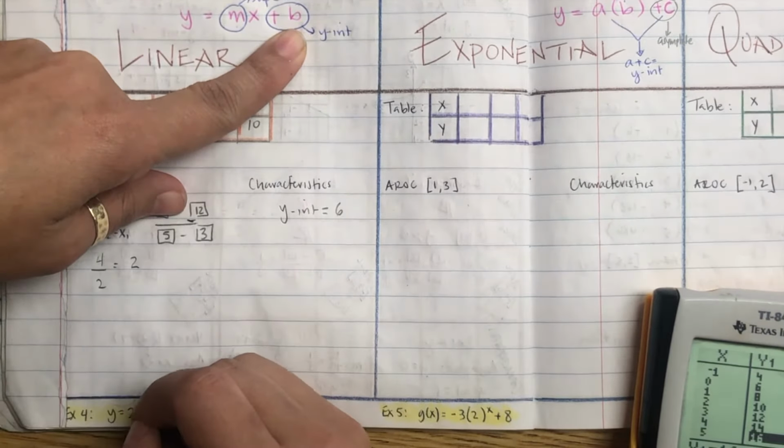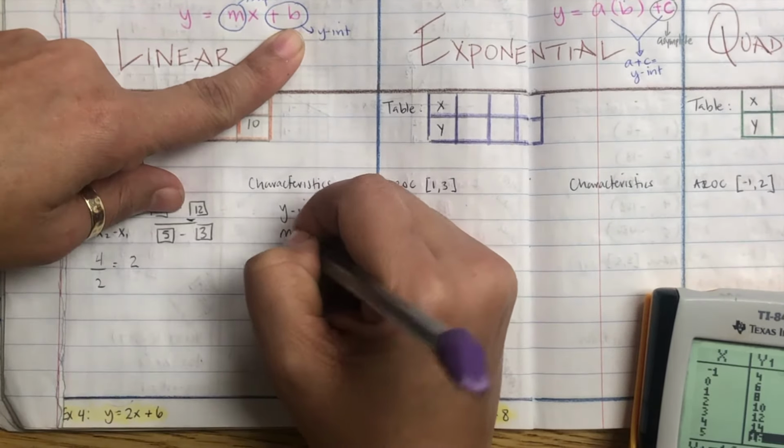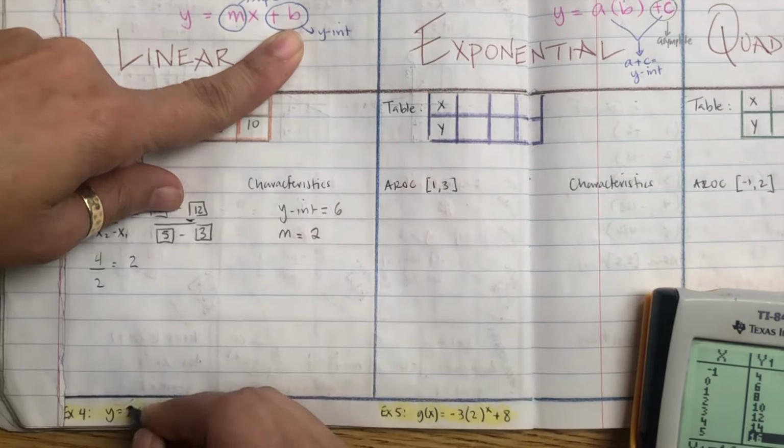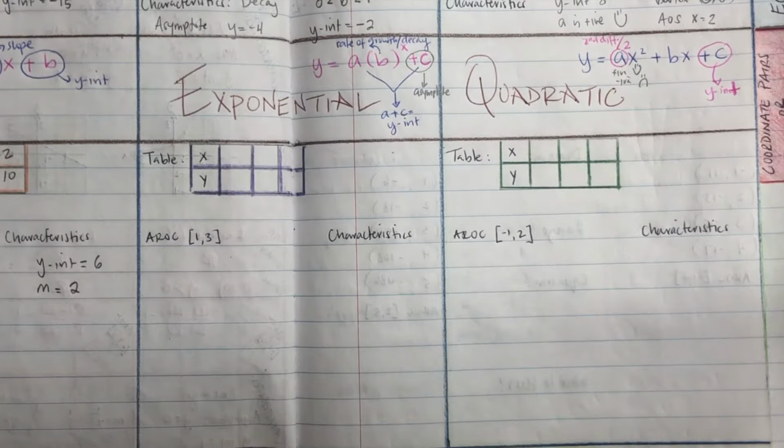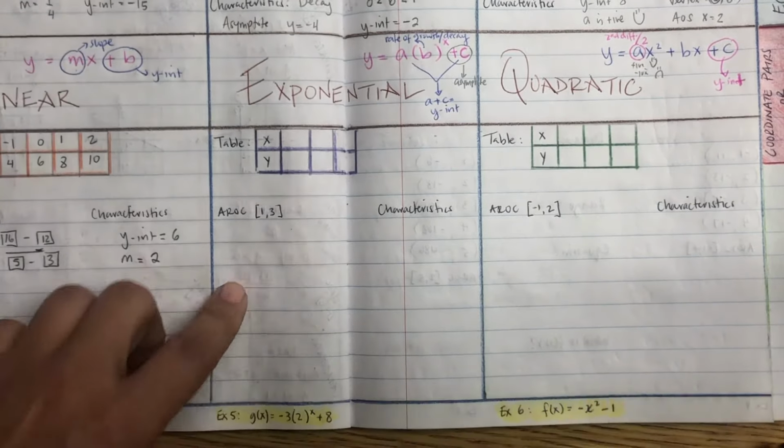And I can always grab the slope, which is right by the x. So slope, which is m, is equal to 2 in this case. All right, let's take a look at another exponential equation. And I know it's exponential because it's raised to the x, right? So how do I do that?